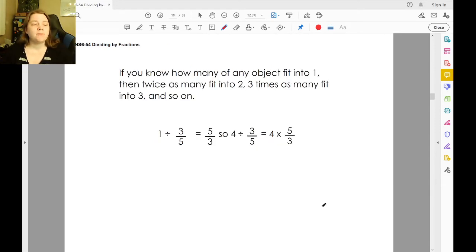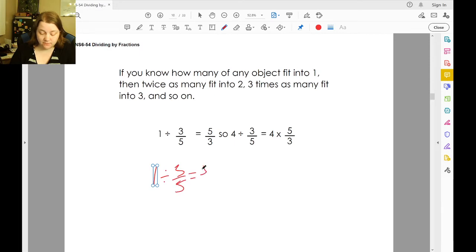If we know how many of any object fit into 1, then twice as many fit into 2. 3 times as many fit into 3. So if we know 1 divided by 3/5 equals 5/3, that means that 4 divided by 3/5 equals 4 times 5/3.